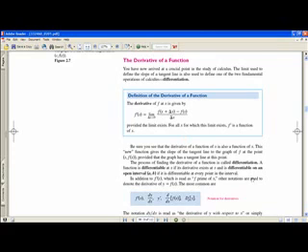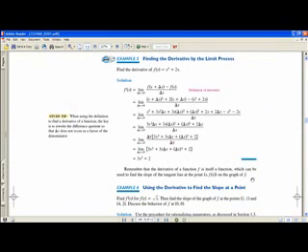Again, derivatives are slopes of tangent lines, they're rates of change. So let's find the derivative of x cubed plus 2x. Here's our limit definition of the derivative. f of x is x cubed plus 2x. So f of x plus delta x means wherever you see an x, put an x plus delta x: x plus delta x cubed plus 2 times x plus delta x. And then minus f of x, so minus x cubed plus 2x.